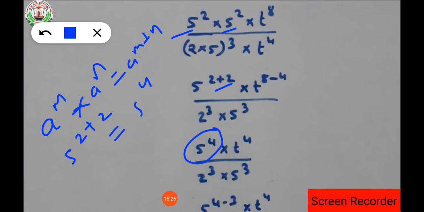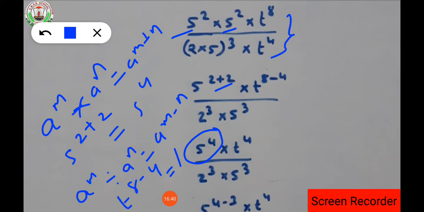Now for the next law of exponents we are going to use the division one, that is a to the power m divided by a to the power n is equal to a to the power m minus n, isn't it? So for this we are going to use it, so t to the power 8 minus 4 is equal to t to the power 4 we are having. Clear? Have you understood up to here?